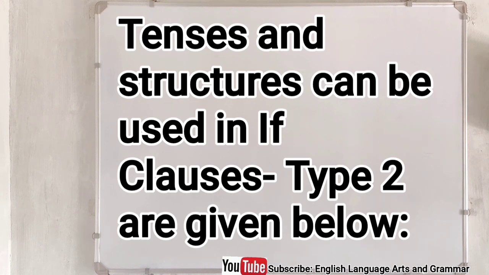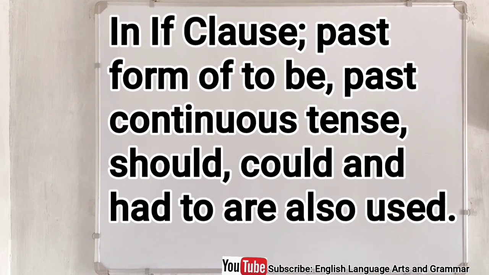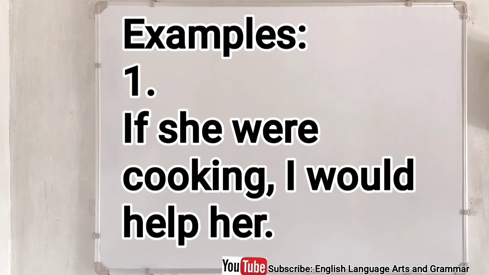Tenses and structures can be used in if clause type 2 as given below. In the if clause, the past form of to be, past continuous tense, should, could, and had to are also used. Here are some examples.